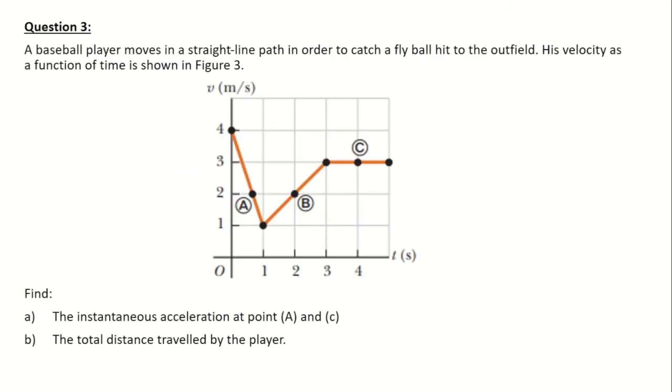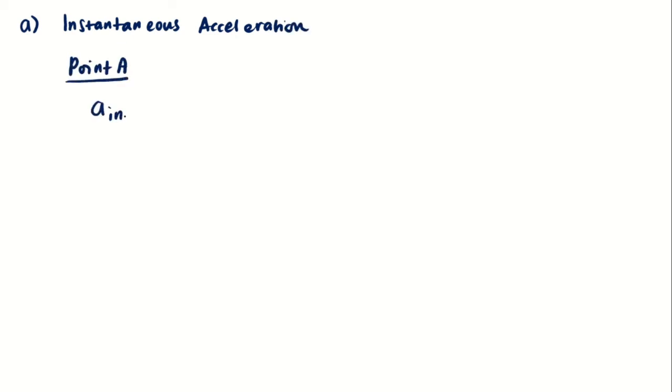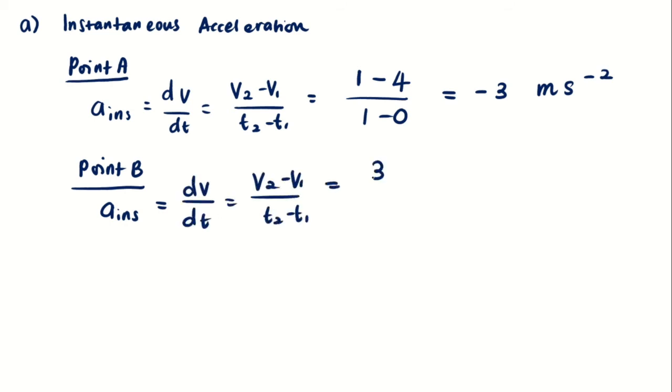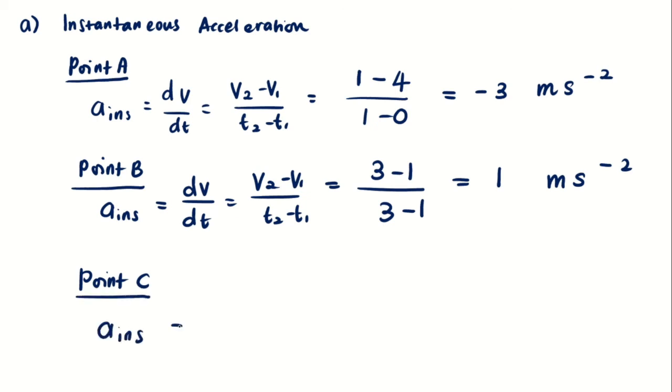Let's look at the last question, where we have a V against T graph, with parts A, B, and C. Question A asks to find the instantaneous acceleration at points A, B, and C. The same method used to calculate the instantaneous velocity can be applied to calculate the instantaneous acceleration, where for point A, we get negative 3 meter per second squared, for point B, we get 1 meter per second squared, and for point C, the answer will be 0 meter per second squared.